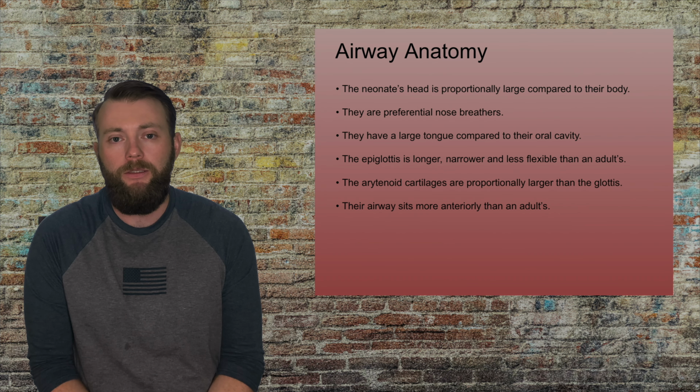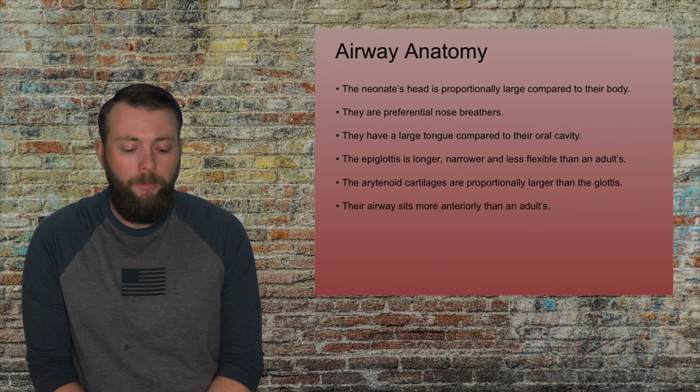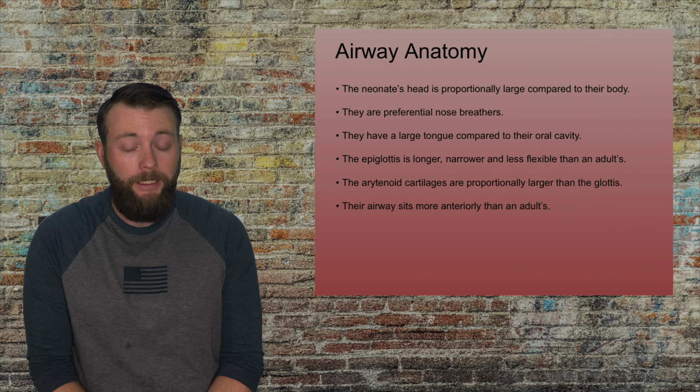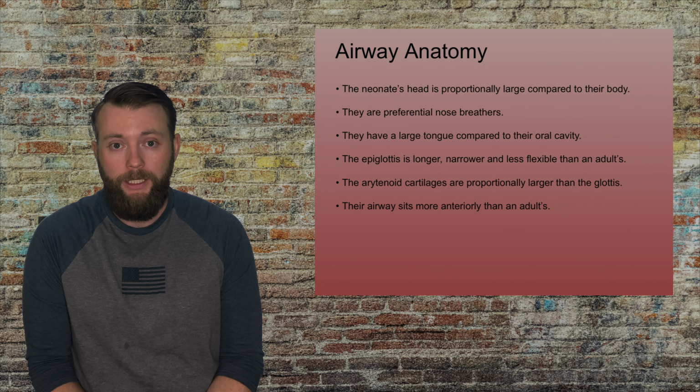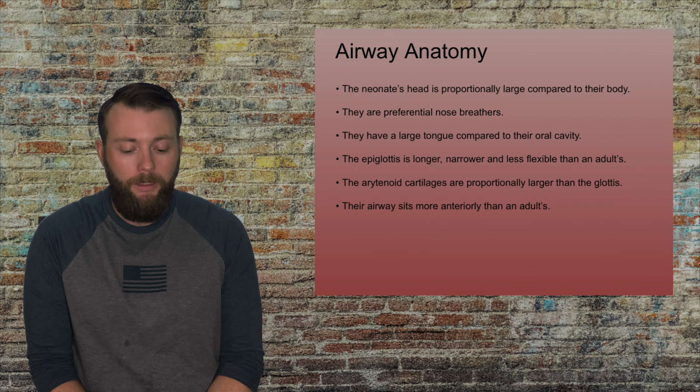I want to take a few minutes and discuss the anatomical considerations for newborn airway management. The first one includes a proportionally larger head compared to the body. So the larger head causes neck flexion, which closes the airway off when lying supine. And in emergency or urgent settings, that's commonly found in the pre-hospital environment, airway positioning is often overlooked or suboptimal. So ensure that we're positioning the airway appropriately.